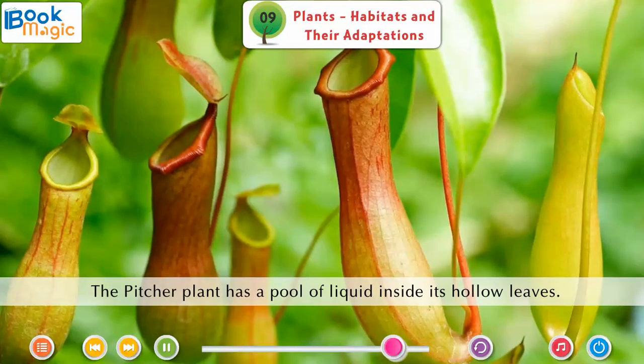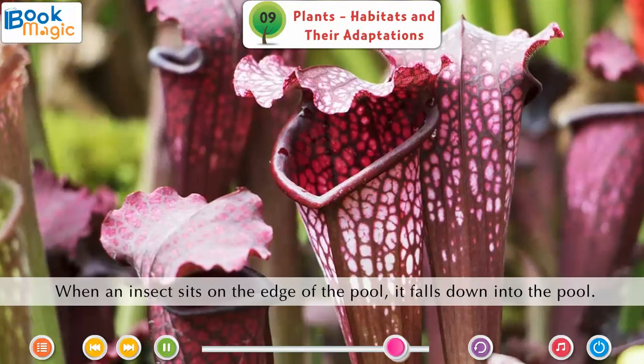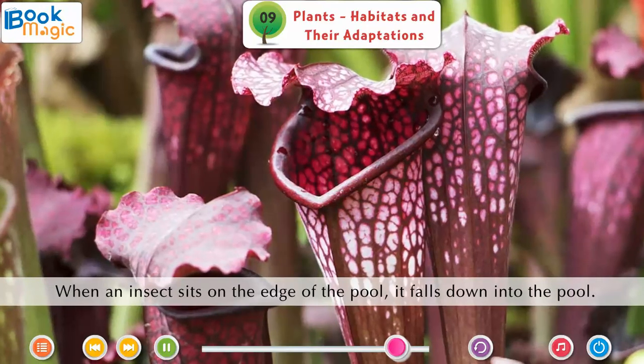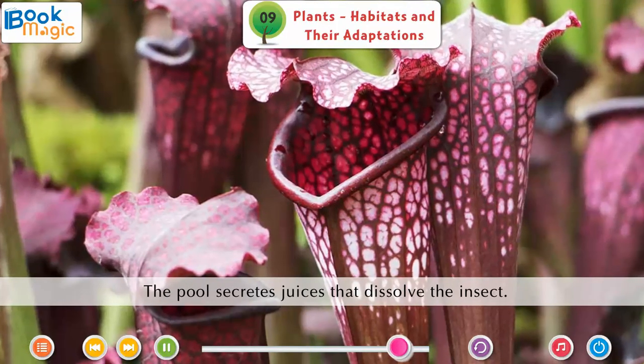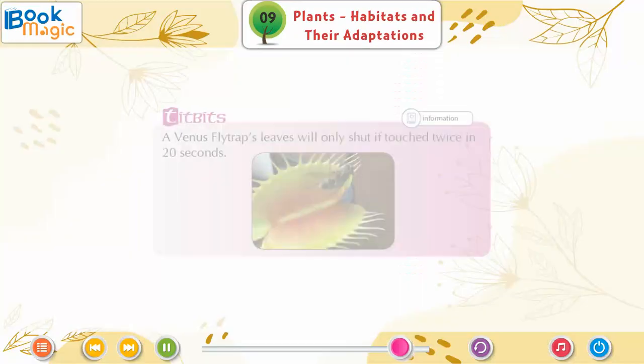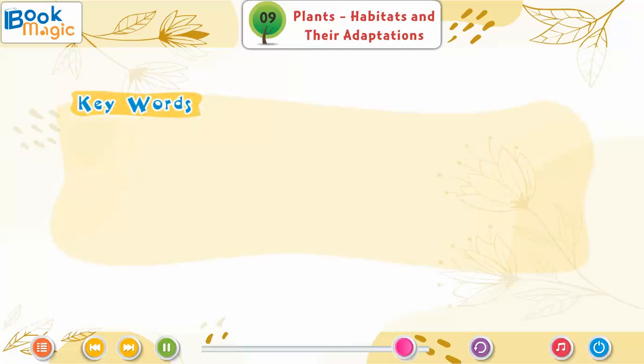The pitcher plant has a pool of liquid inside the hollow leaves. When an insect sits on the edge of the pool, it falls down into the pool. The pool secretes juices that dissolve the insect. Tidbits. A Venus flytrap's leaves will only shut if touched twice in 20 seconds.